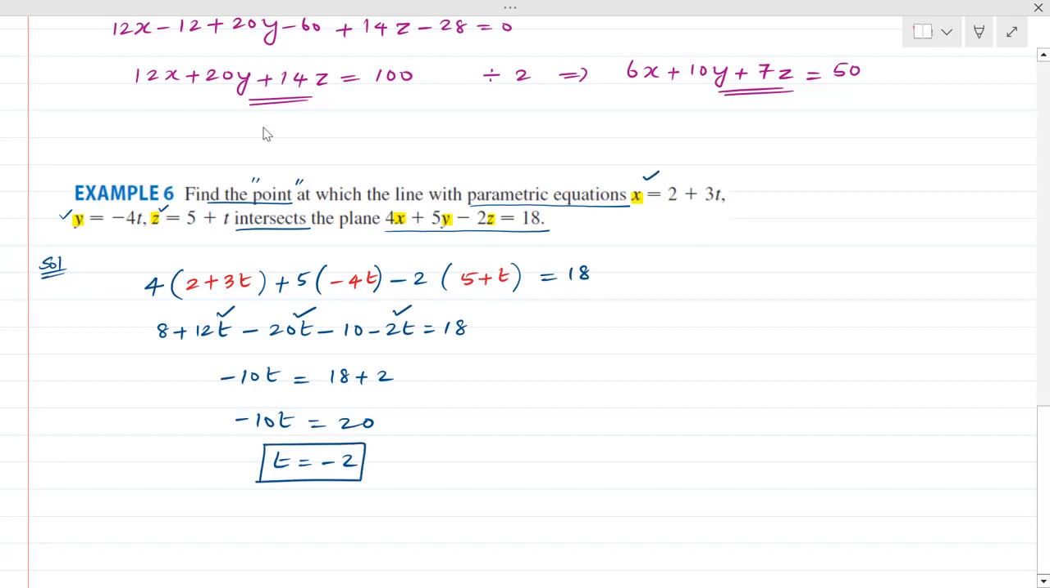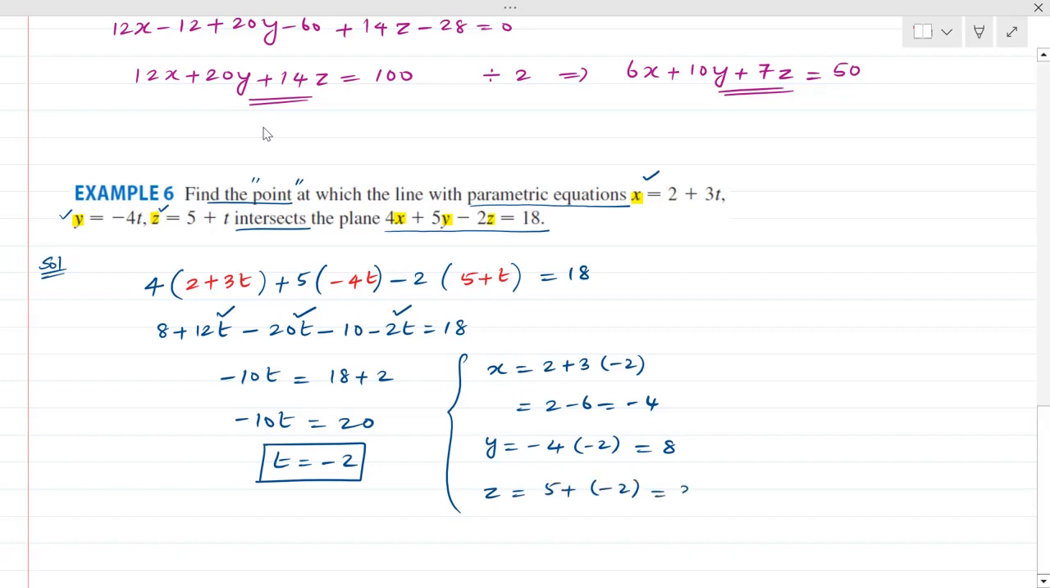Just substitute in the parametric equations. The x value is 2 plus 3 times of minus 2, which is 2 minus 6, which is minus 4. So this is the x value. The y value is minus 4 times of minus 2, which is plus 8. z is equal to 5 plus minus 2, which is equal to 3. Therefore the point of intersection is minus 4, comma 8, comma 3, where this parametric equation intersects the plane. Thank you.